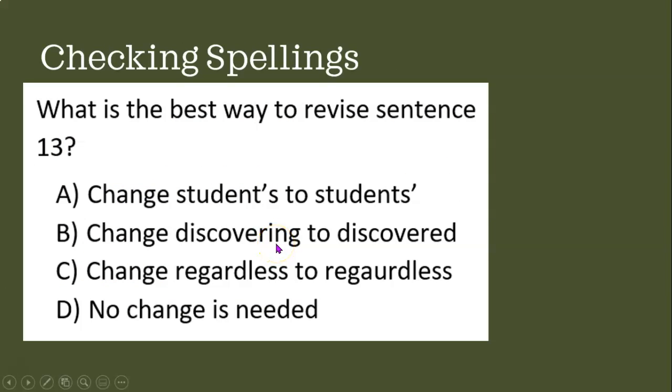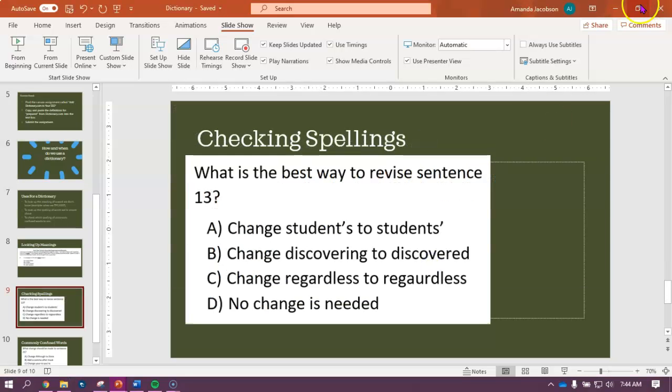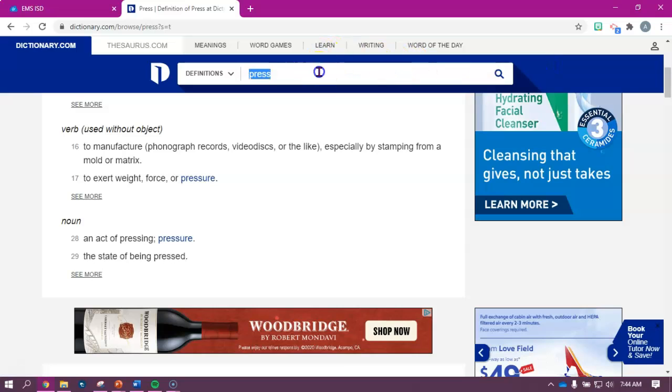Another way that we use it is to check spellings. So you may see a question like this on your STAR test this year, or revising and editing. It says, what is the best way to edit sentence 13? Should I change student's to students' with an apostrophe? Should I change discovering to discovered? Or should I change regardless, spelled R-E-G-A-R-D-L-E-S-S, to regardless, spelled R-E-G-A-U-R-D-L-E-S-S? So what I'm going to do is I'm going to head to dictionary.com.